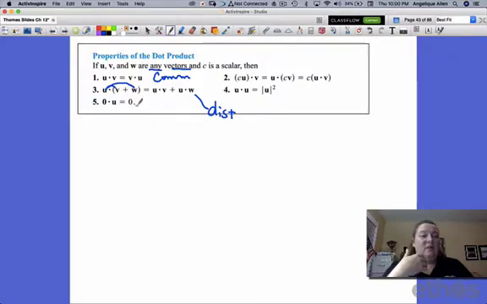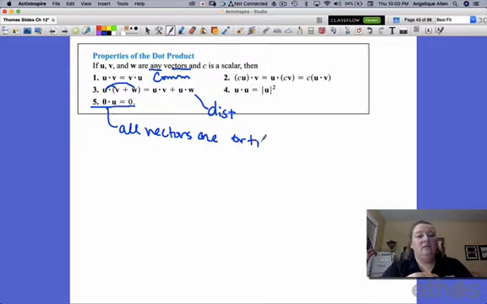And what did we just learn about the dot product of two vectors being 0? It means they're orthogonal. So this statement says that all vectors are orthogonal to the 0 vector. Okay, so I'm going to put a bar over a 0, and you know I'm talking about the 0 vector. Every vector there is orthogonal to the 0 vector because of this property right here.